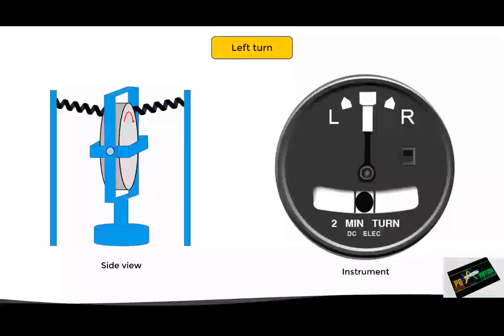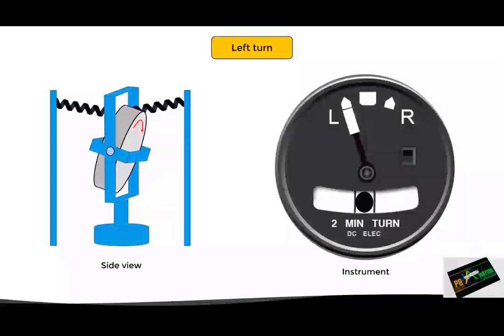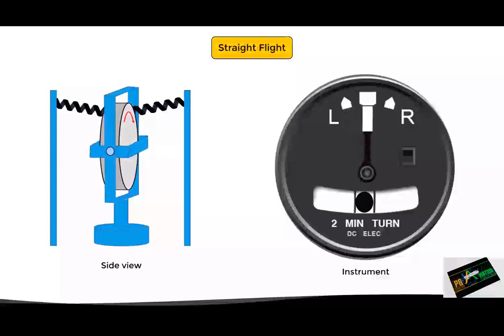In the same way, if the aircraft starts turning to the left, the gyro will tilt due to precession, making the needle indicate a turn to the left with the corresponding rate of turn. This will happen until the aircraft stops turning. Then the precession will stop, and the springs will return the gyro to the neutral position. We have already seen how the turn indicator works. Let's now see the principle of operation of the inclinometer.